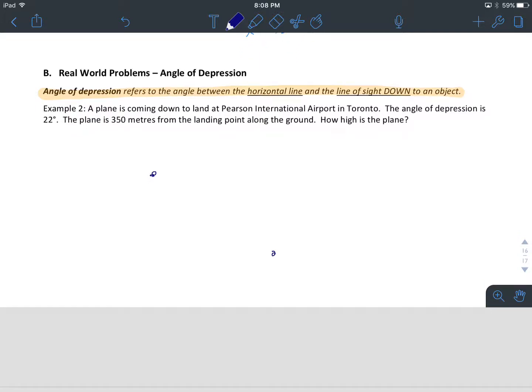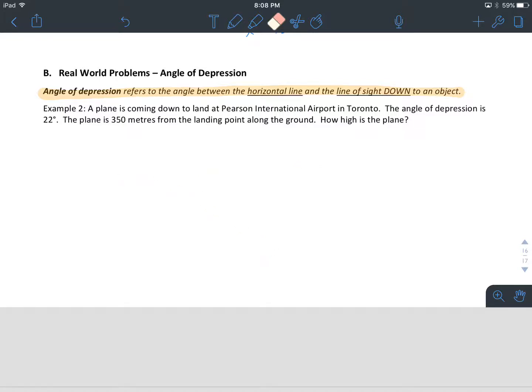say like at a tree or something over here. So here is your sight line off into the horizon. The angle of depression is the angle that your eye goes through as you look down at some type of object. So with that in mind, let's read this problem and let's set it up.